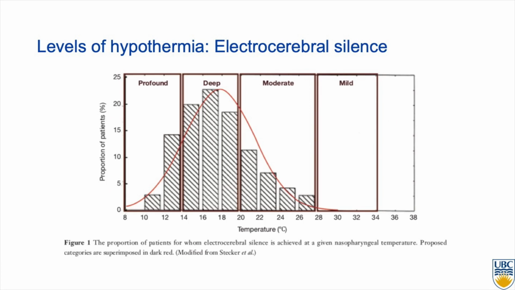This graph nicely illustrates the proportion of patients who undergo electrocerebral silence at various levels of cooling. Here we can appreciate that very few patients reach this electrocerebral silence in the early range of the moderate hypothermia, whereas about 50% of patients do reach this electrocerebral silence at about 18 degrees nasopharyngeal temperature.